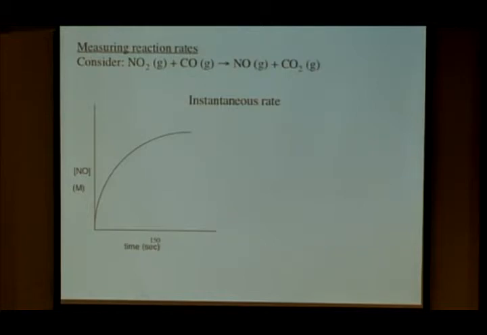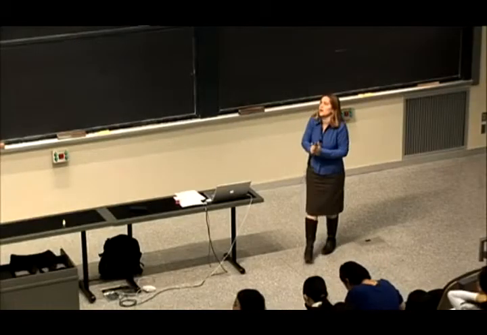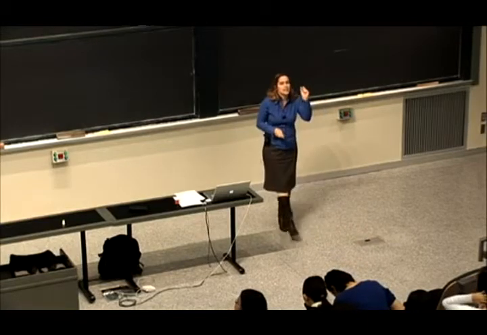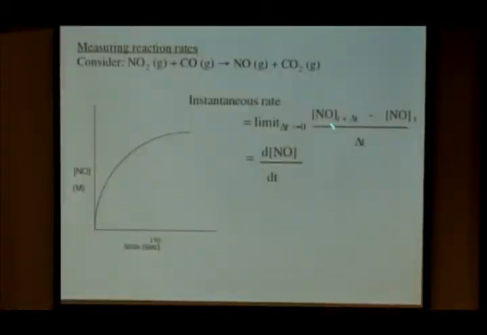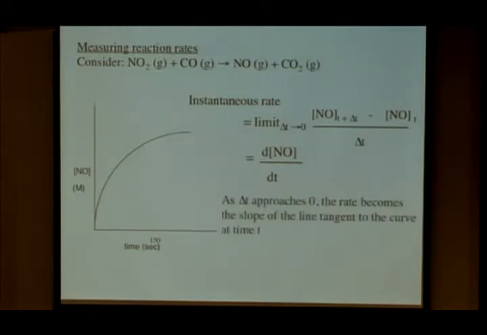So we have the same reaction, same plot, but now we're going to be considering, instead of the average rate, the rate at the limit when your time interval is going to 0. At a very small time interval, so the rate at a particular instant. And so this can be expressed as d times the concentration of a product NO over dt. So as delta t approaches 0, the rate becomes the slope of the line tangent to the point, that particular time point that you're interested in.